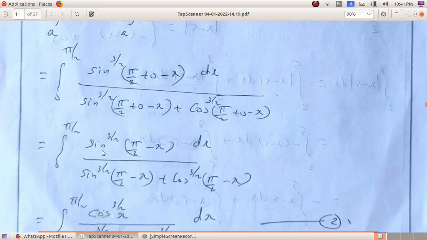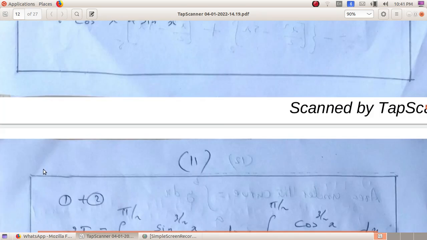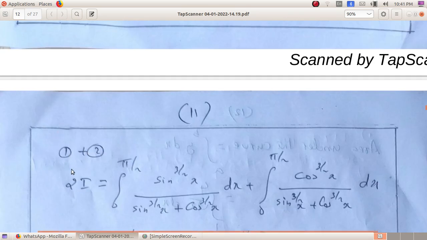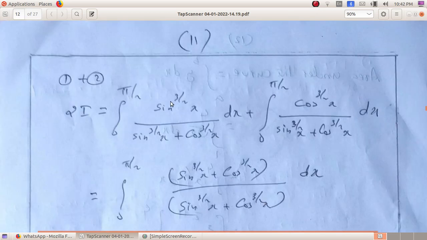Sin pi by 2 means 90. Sin 90 minus x is cos x. So cos raised to 3 by 2 x. And similarly, sin raised to 3 by 2, pi by 2 minus x means cos raised to 3 by 2 x. This is equation number 2, and equation number 1 plus 2 means I plus I, 2I. Same denominator, so one denominator is needed: sin raised to 3 by 2 x plus cos raised to 3 by 2 x.